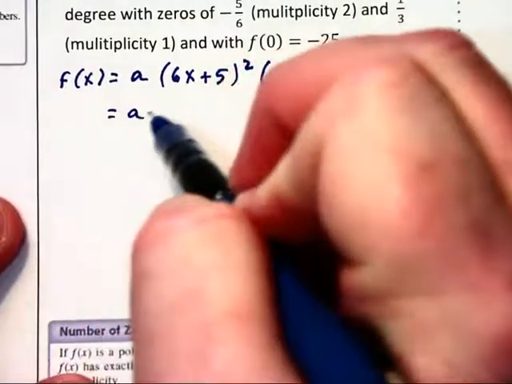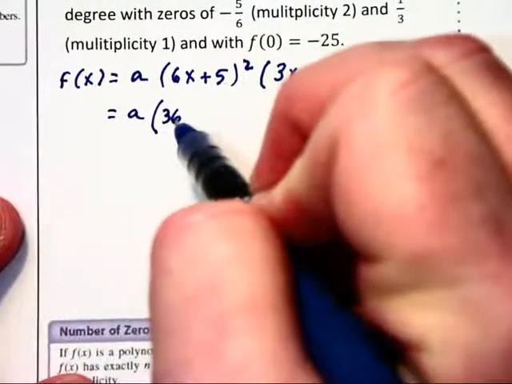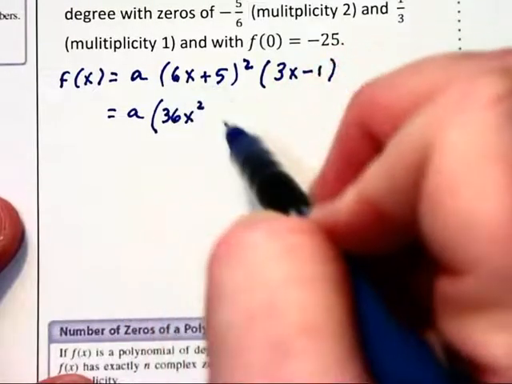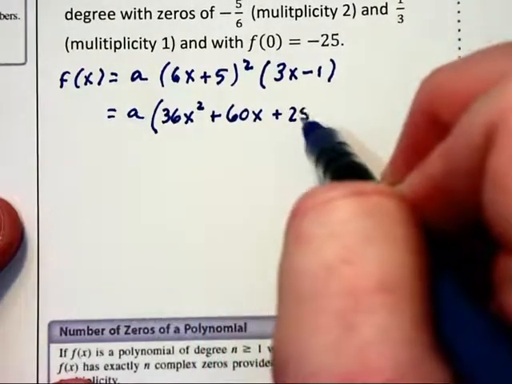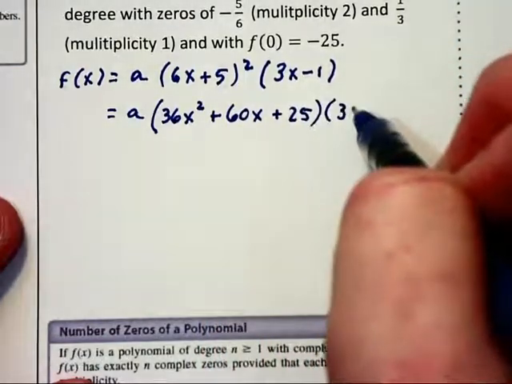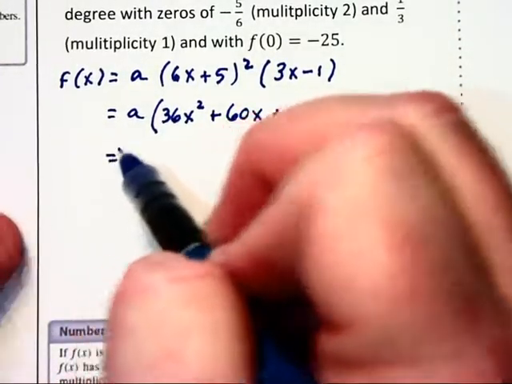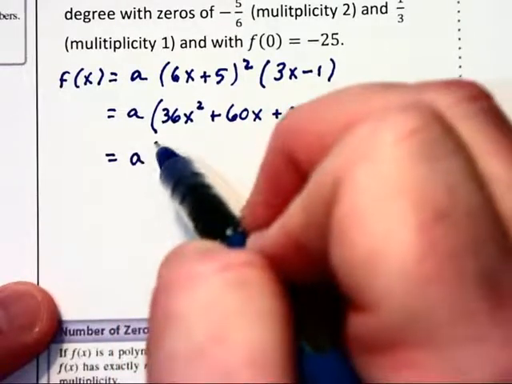We're going to have a times, this is a binomial square giving us 36x squared, double the product of the middle, that's 30x times 2, so plus 60x plus 25, times the 3x minus 1. We will then multiply that whole expression out, leave the a as it is.